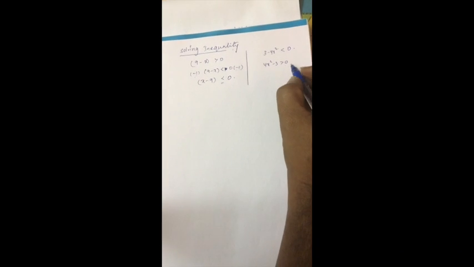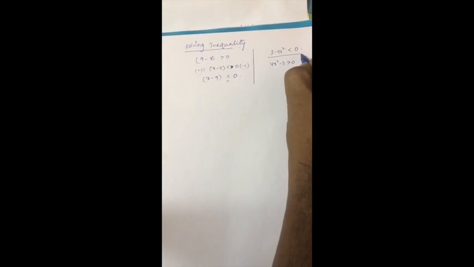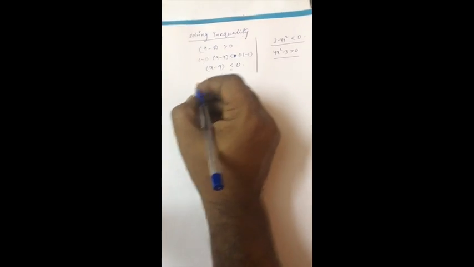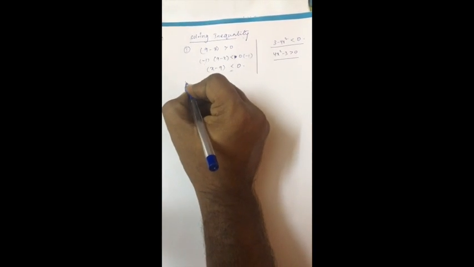For example, 3 minus 4x square is less than 0. If you write 4x square minus 3, you have to make it greater than 0. If 3 minus 4x square is less than 0, then 4x square minus 3 is greater than 0. This is the first rule.